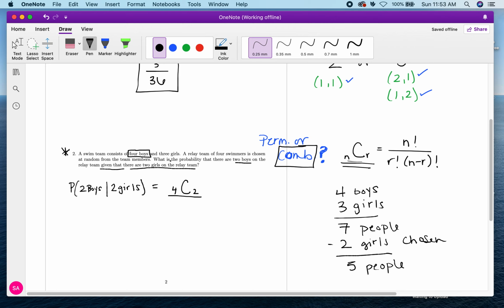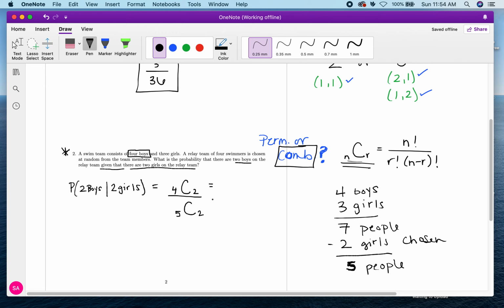Now, there was only 3 girls. 2 of them were chosen for the relay team, but that still leaves another girl that could technically be chosen. So there's 5 people left to be chosen, 4 boys and 1 girl. So on the bottom here, the total number of possibilities is 5 choose 2. Right? Because there's 5 total people we could pick from, and we only want to choose 2 of them.